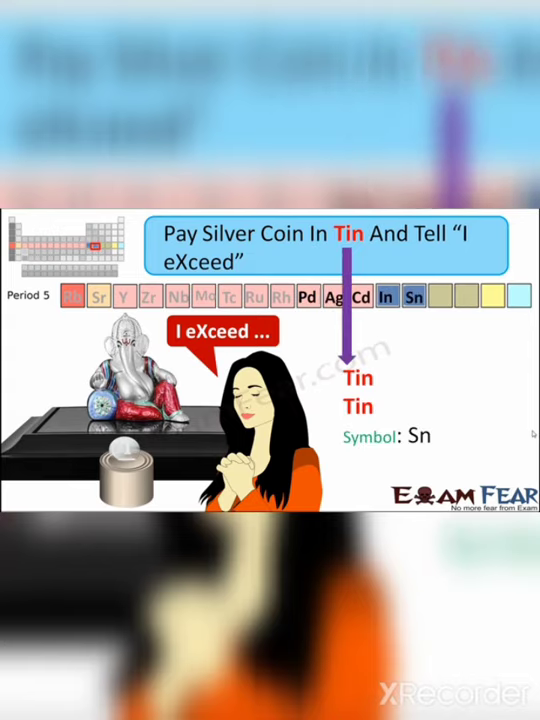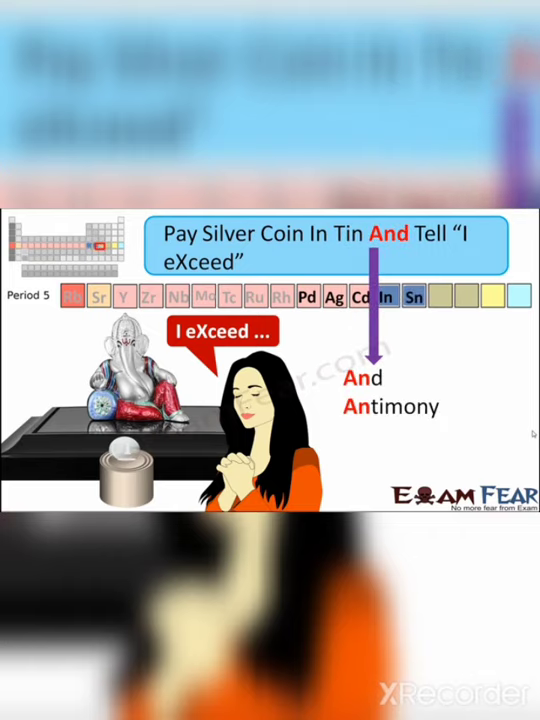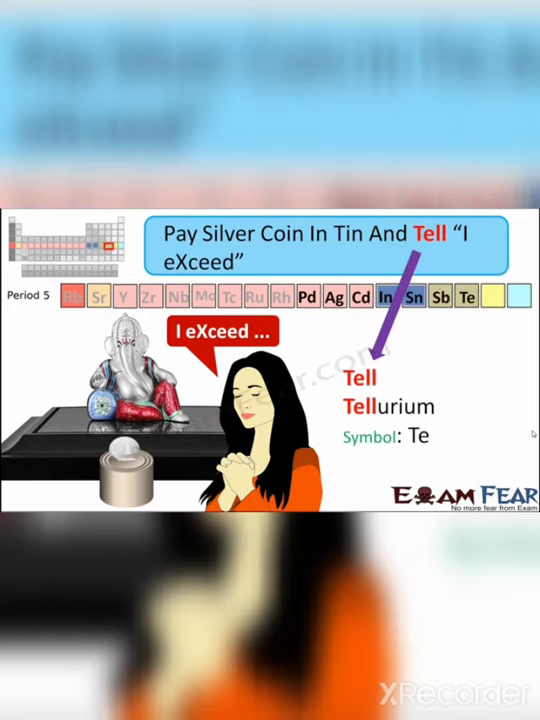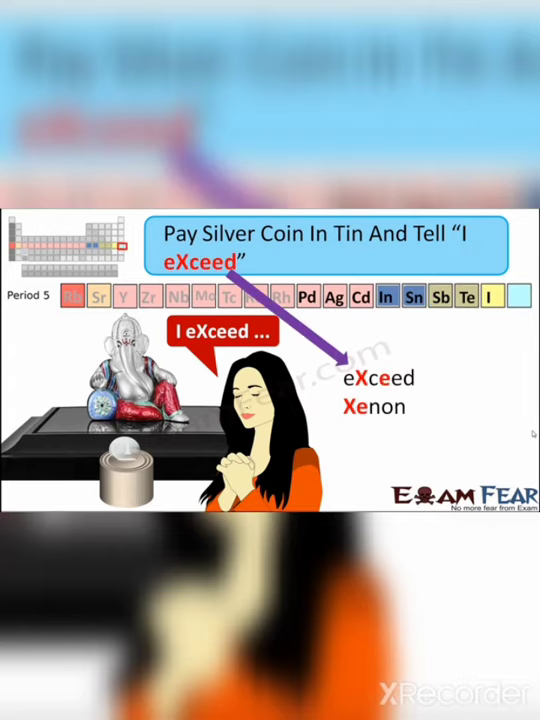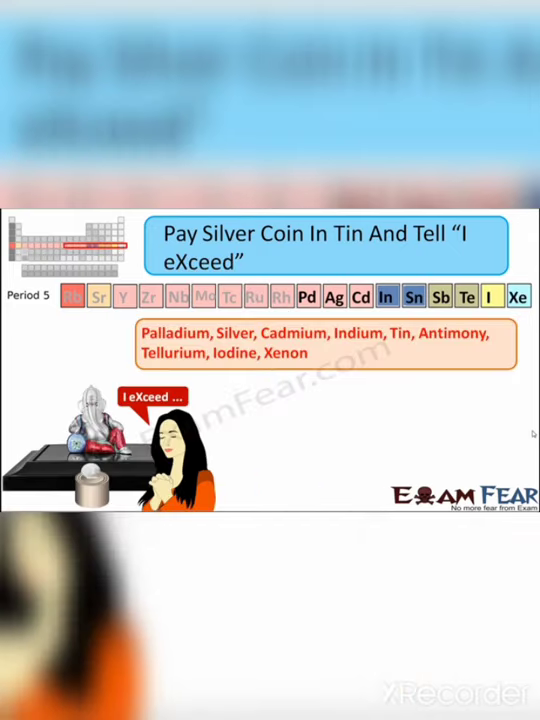Tin is tin again. And is antimony. So you have an 'an' in and, you also have an 'an' in antimony. So 'and' reminds us of antimony, but the symbol for antimony is Sb. Tell reminds of tellurium. I reminds of iodine, and exceed reminds of xenon with symbol Xe. So basically when you look at exceed, it reminds you of Xe, and Xe is the symbol of xenon. So our memory tip for the second half of period 5 would be: pay silver coin in tin and tell I exceed.